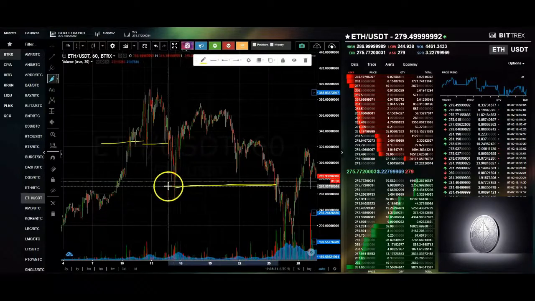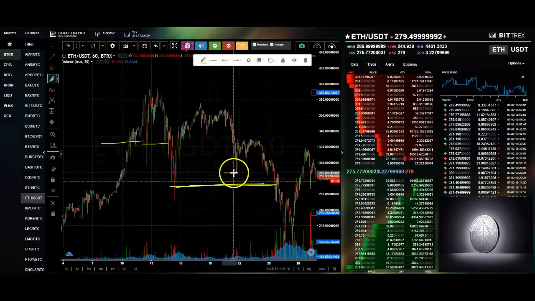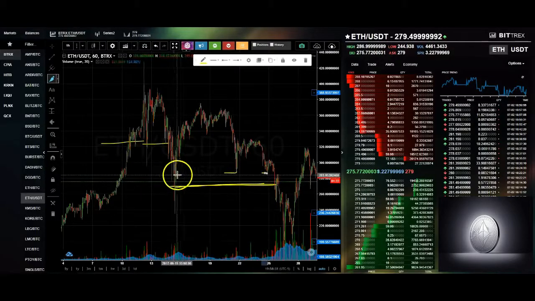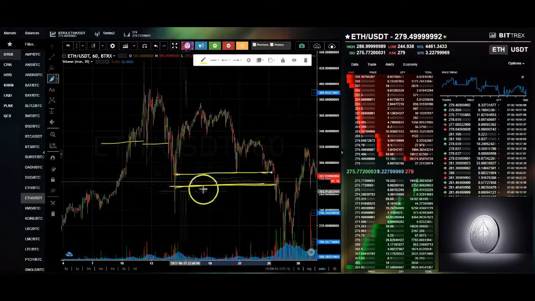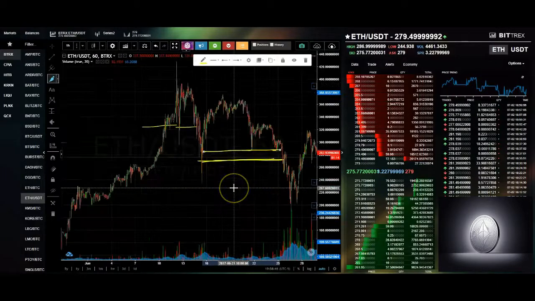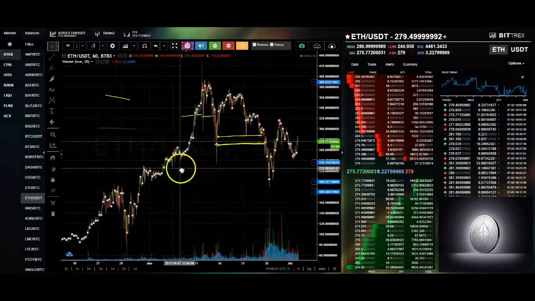So there's your base. Pretty clear. Actually, you can see that right here touched and right here touched. So really accurately, your base would probably be this. This is more likely your base, but you can even make that your base. Anywhere in this area is your base. So let's zoom out a little bit and let me move over the chart.